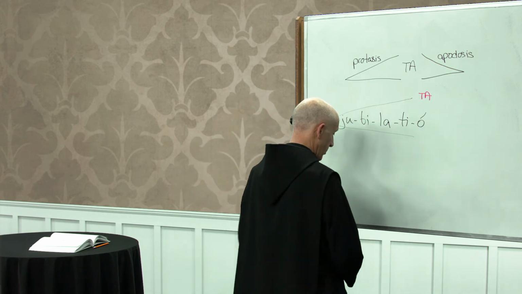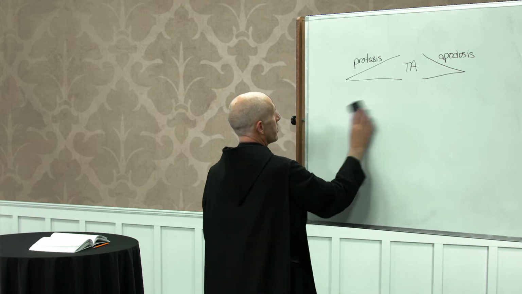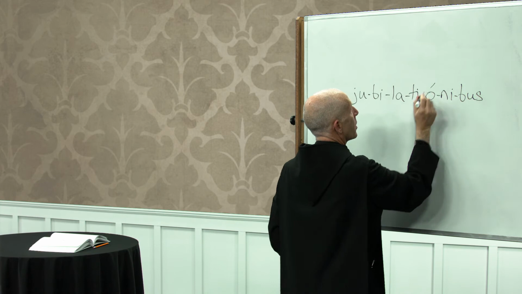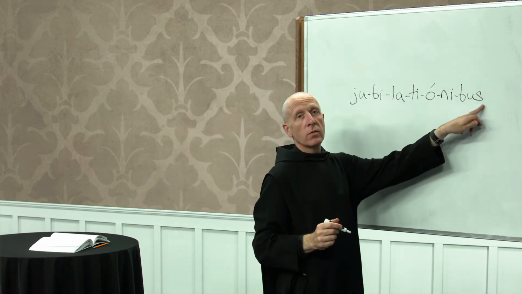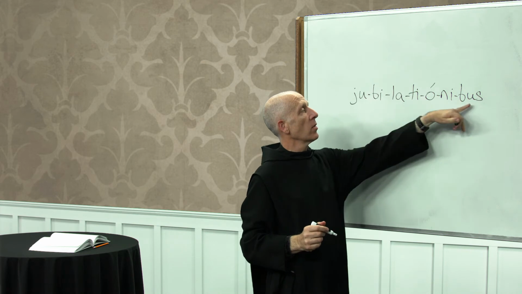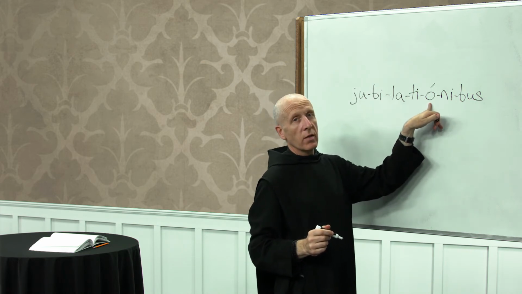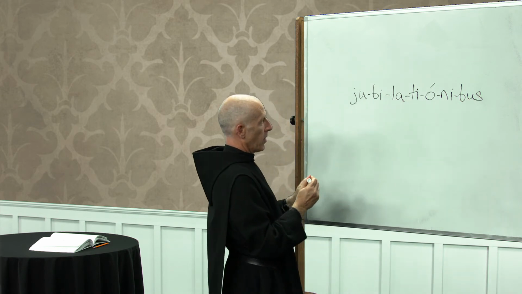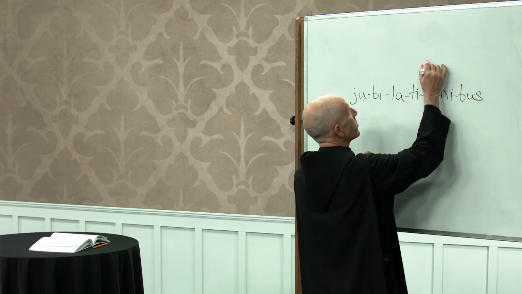So let's take our word jubilationibus. Okay, what kind of word is it? Onibus. Accent, the third to last syllable. It's a dactyl. Okay, let's mark in red the tonic accent.